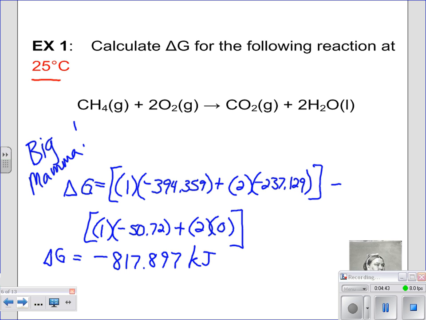The question was to calculate the delta G, but if you were asked whether this is spontaneous or not, the answer would be yes, this is spontaneous.